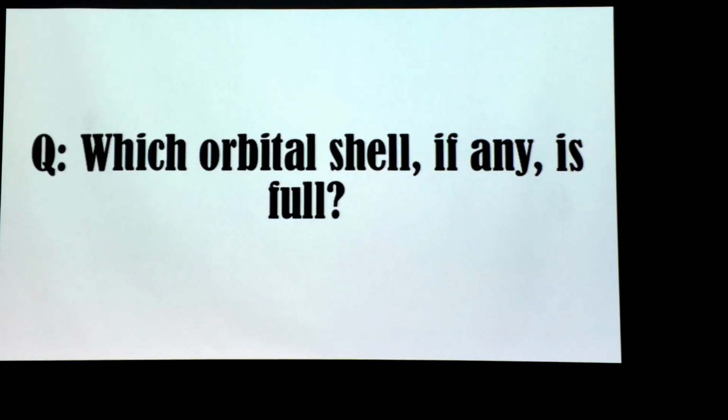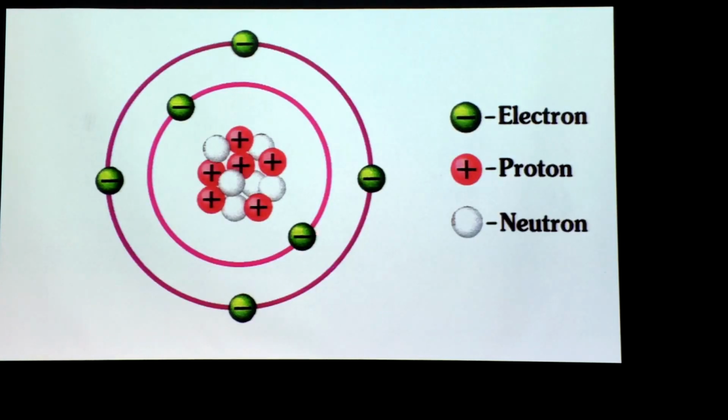Okay, another question. Which orbital shell, if any, is full? Well, what's an orbital shell? Here's orbital shell number 1, where electrons are hovering. Another second orbital shell, and you just keep going and going. Since this particular atom only has 6 electrons, the only orbital shell that is full is the first one.